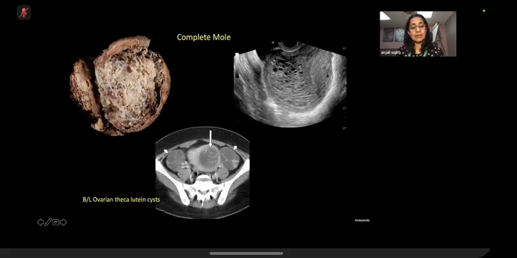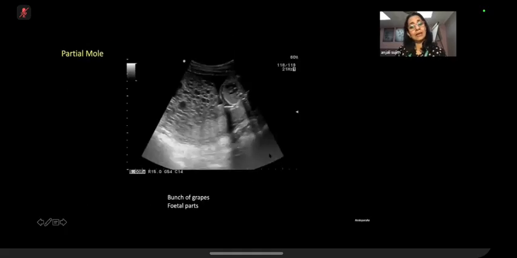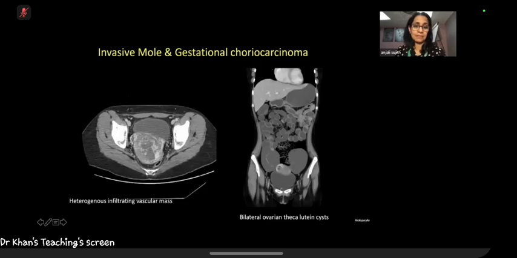Because of the high level of circulating human chorionic gonadotropin, there can be effects on the ovaries, and the ovaries develop bilateral theca lutein cysts. You can see bilateral theca lutein cysts with all types of molar pregnancy, including invasive mole and choriocarcinoma. So this is a partial mole where you can detect some fetal parts as well. If given the diagnosis, this is a choriocarcinoma. Invasive mole also would look like this.